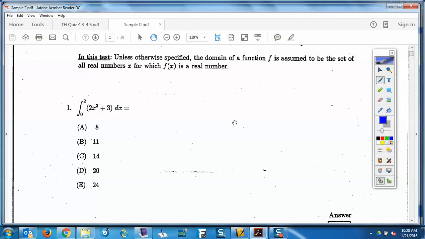So 34 we didn't do. 35, C. 36, E. 37, D. 38, B. 40 is C. And 45 is C. All right. So, spend a little time talking about those.